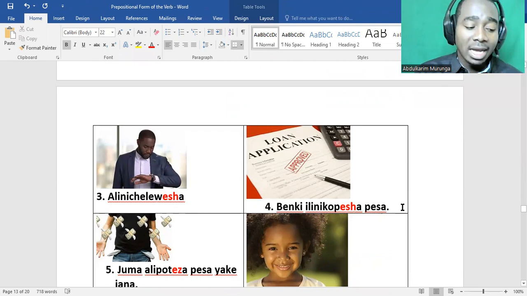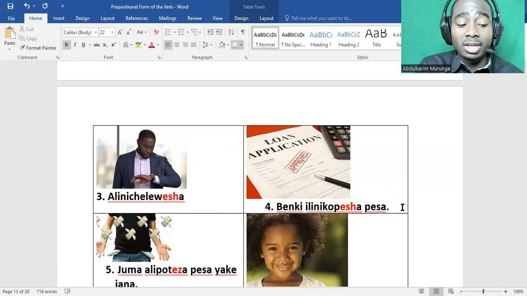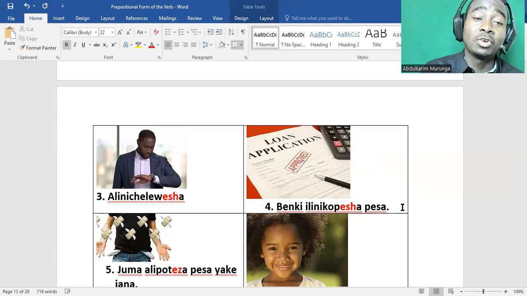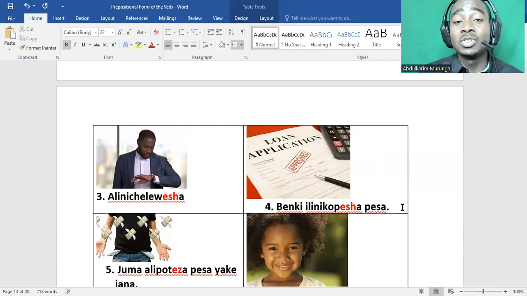Four, benki ilinikopesha pesa. Kopa, to borrow. Borrow something, maybe money. We use the word kopa with something like money. But if there are other objects like a car, we don't use kopa. We use azima. Azima is to lend or to borrow a car, a phone, a laptop. But if it's money, we say kopa. Sawa? Benki ilinikopesha pesa. The bank lent me money. Pesa is money. Ilinikopesha.